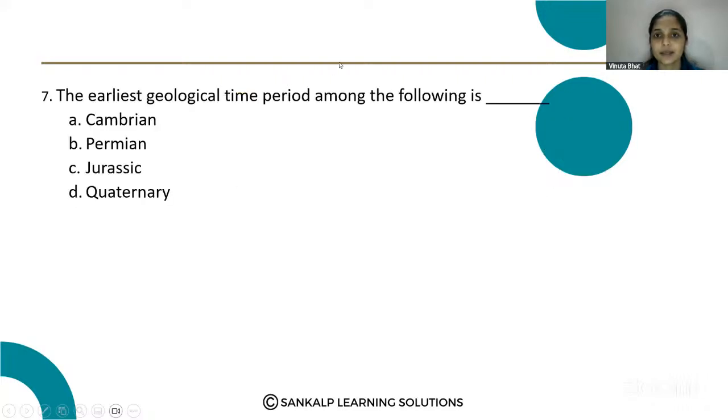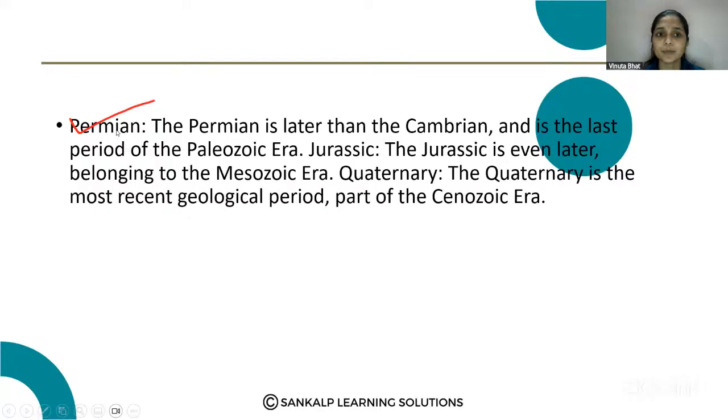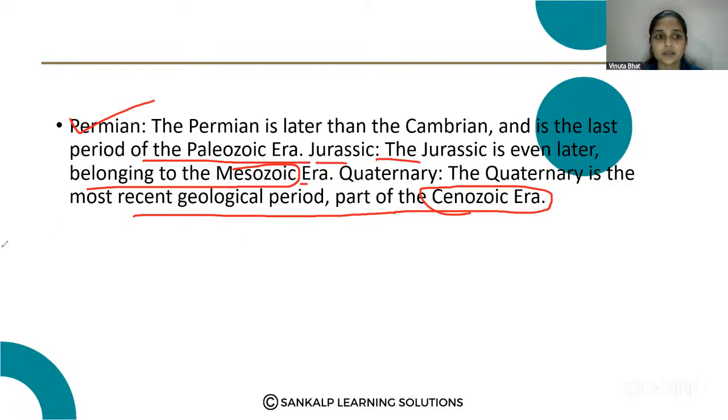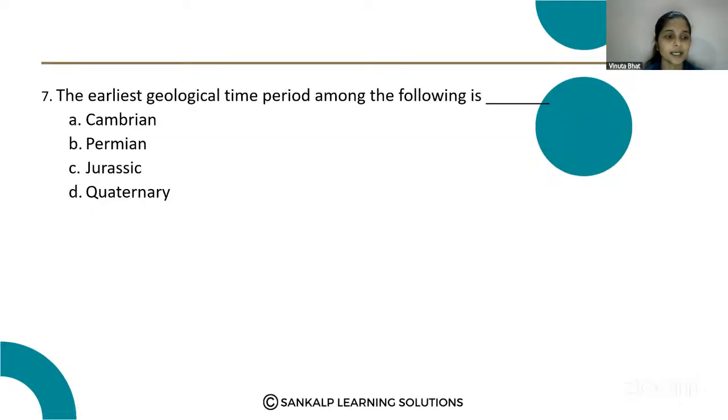The Cambrian is the earliest geological time period, and of the remaining, the Permian is much later than the Cambrian, and it is the last period of the Paleozoic era. The Jurassic is even later, belonging to the Mesozoic era. Then Quaternary is the most recent geological period, part of the Cenozoic era. So here the Cambrian is the correct answer. Option A, Cambrian.